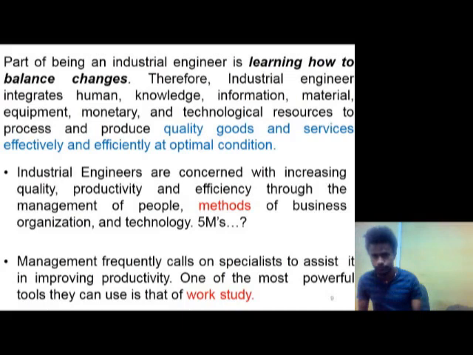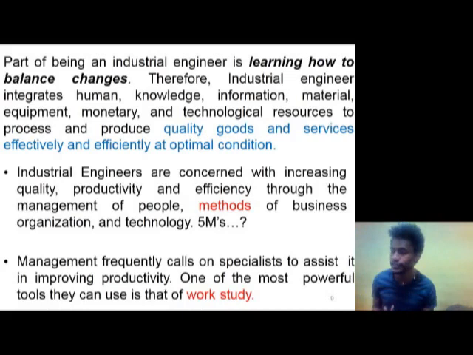Similarly, industrial engineers are concerned with increasing the quality of a particular product and increasing the efficiency of a particular system, because through the management of those people, the company's resources are properly managed with the use of those five M's: the machine, the method, the man, the money, the materials. With effective utilization of these five M's, improving the productivity of a company is the main intention of industrial engineers.